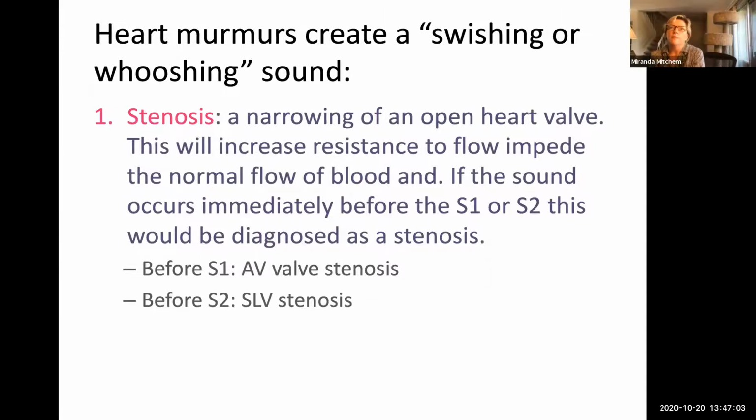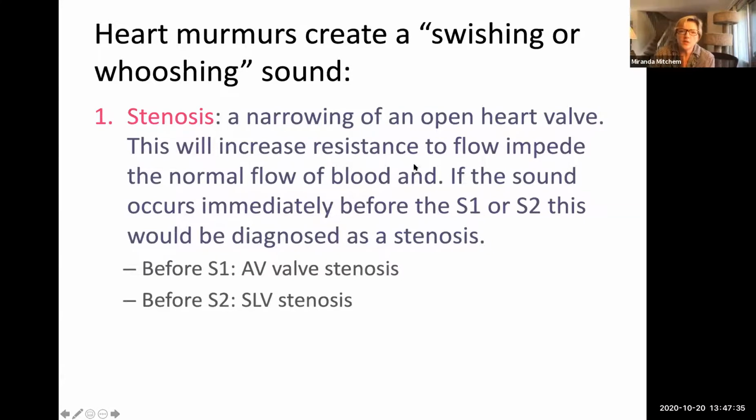So a murmur we would hear as a different sound. It sounds like a swoosh or a whooshing sound. What that could mean is that there's stenosis, and stenosis is narrowing. We can have stenosis in different parts of our body, but it always means narrowing. So stenosis of the neck is narrowing of the neck, which could press on the spinal column.